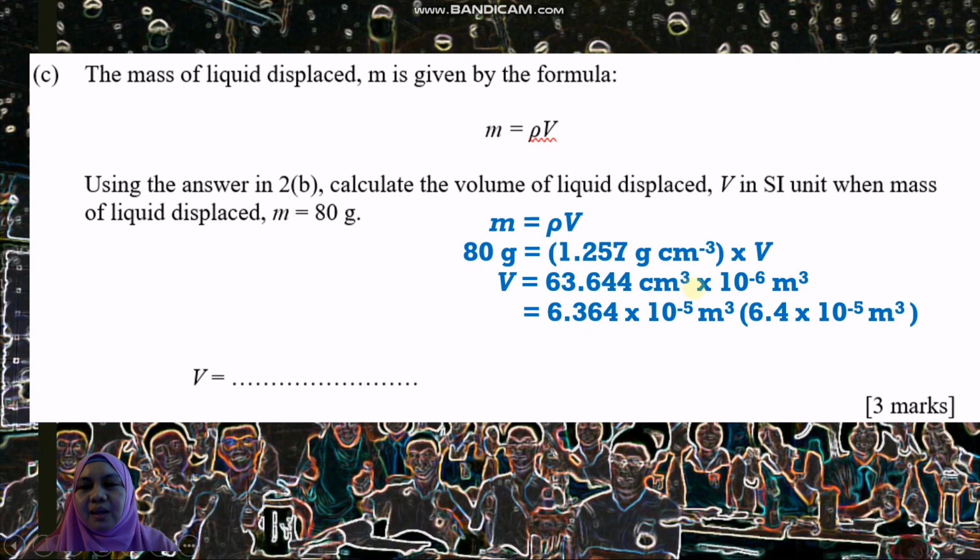1 centimeter cube equals 10 to the power of negative 6 meter cube. So the final answer in the SI unit of meter cube is 6.364 times 10 to the power of negative 5 meter cube. Or if you are using the other value for density, this is the answer you are going to get. So the answer is in this range of 6.364 until 6.4 times 10 to the power of negative 5 meter cube.